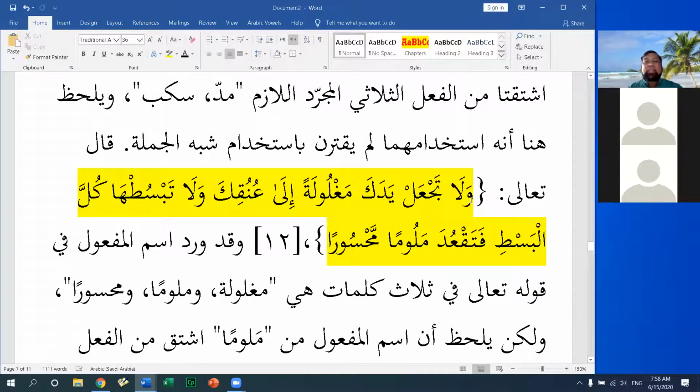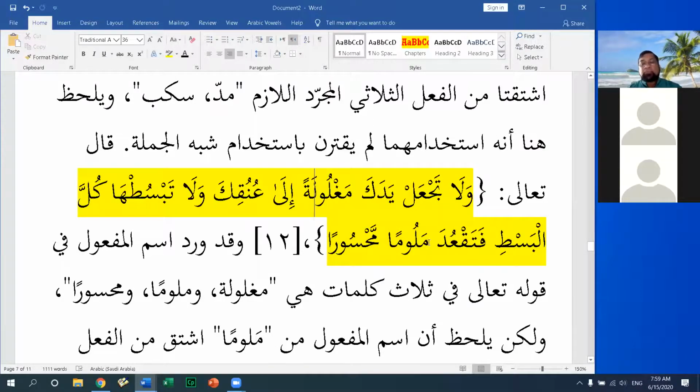ولا تجعل يدك مغلولة إلى عنقك ولا تبسطها كل البسط فتقعد ملوما محسورا. So we have here مغلولة, ملوم, and محسور are all اسم المفعول. There is a little change here. مغلول مفعول, and we put the ta there in this one extra.